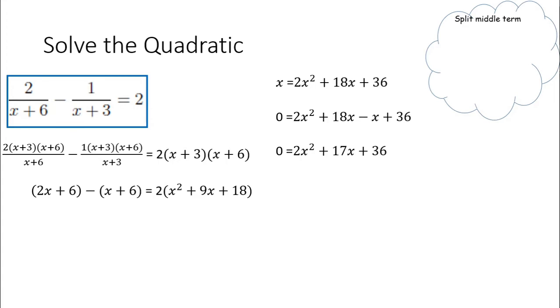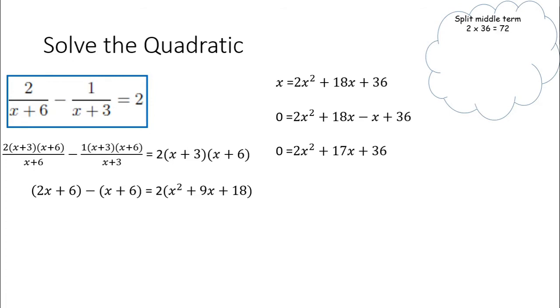To split the middle term, I take the first coefficient, so the number in front of the x squared term, and I multiply it by the last coefficient, so the number that's on its own. And then I find a number that multiplies to be that answer, but adds to make the middle term, so that I can split that middle term. So I'm going to do 2 times 36 is 72. And think of all the numbers I can think of that multiply to make 72.